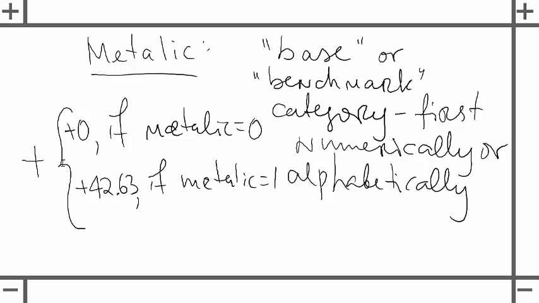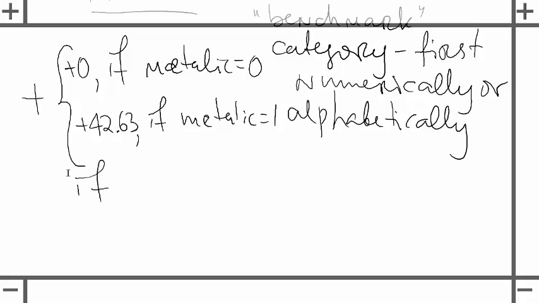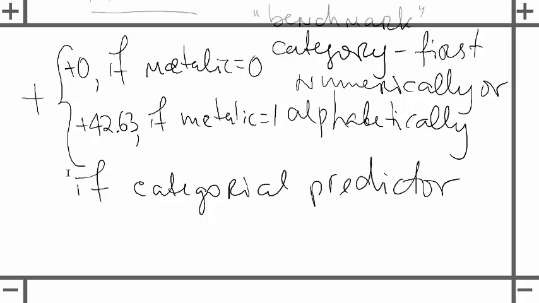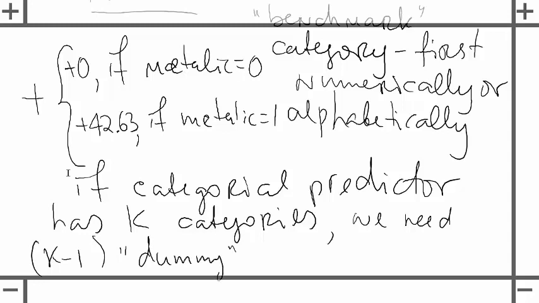So if we're dealing with a categorical predictor, here is the basic rule. If a categorical predictor has k categories, we need k minus 1 dummy variables. We need k minus 1, they're called, quote unquote, dummy variables.